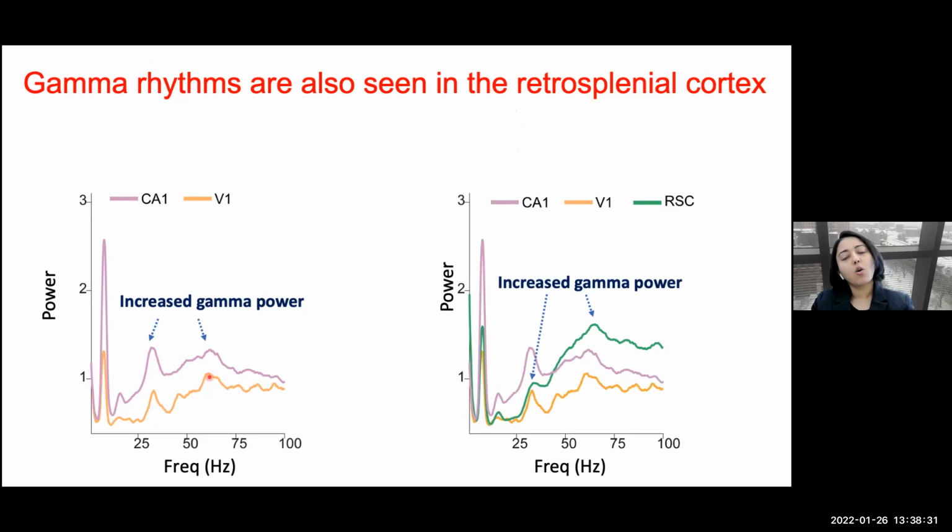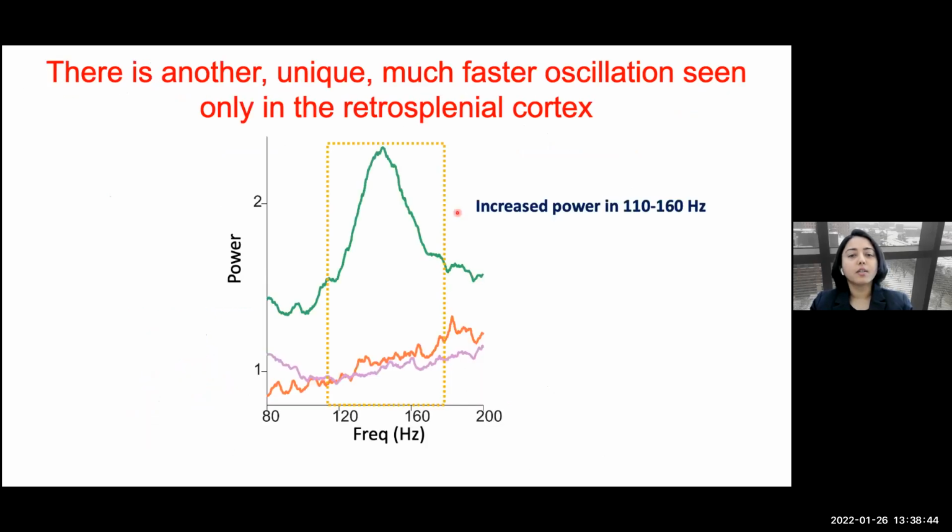So gamma rhythms are also seen in the retrosplenial cortex. So we see theta, we see gamma in both retrosplenial cortex and other brain regions involved in spatial navigation. But in addition, there is another unique, much faster oscillation seen specifically in the retrosplenial cortex. So again, you can see a clear bump in the power spectrum at around 140 Hertz, which is specifically happening only in the retrosplenial cortex.